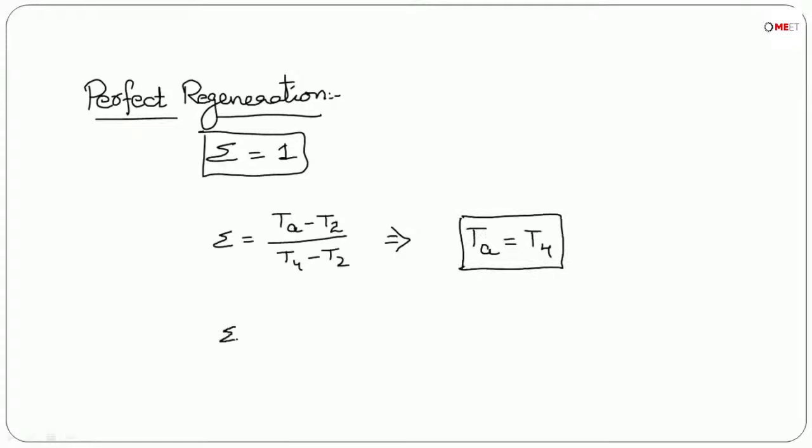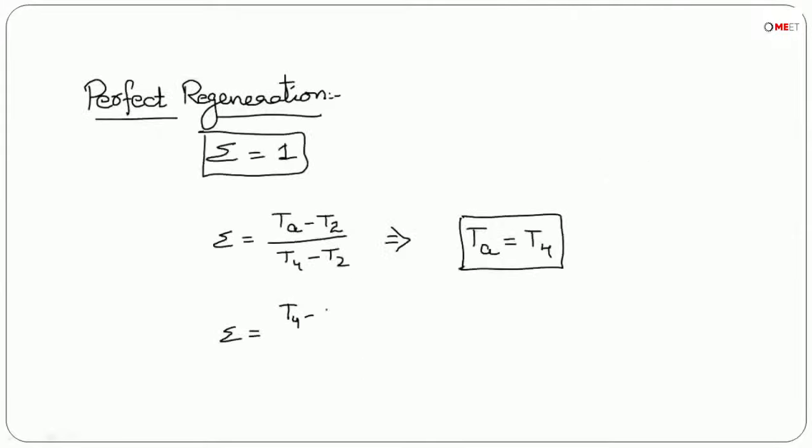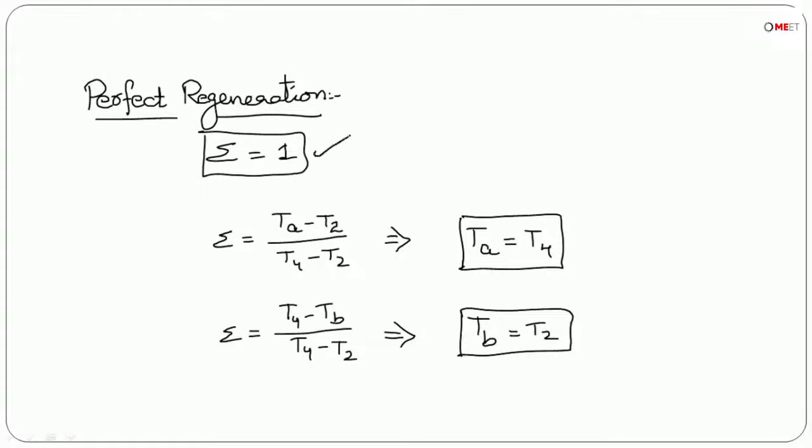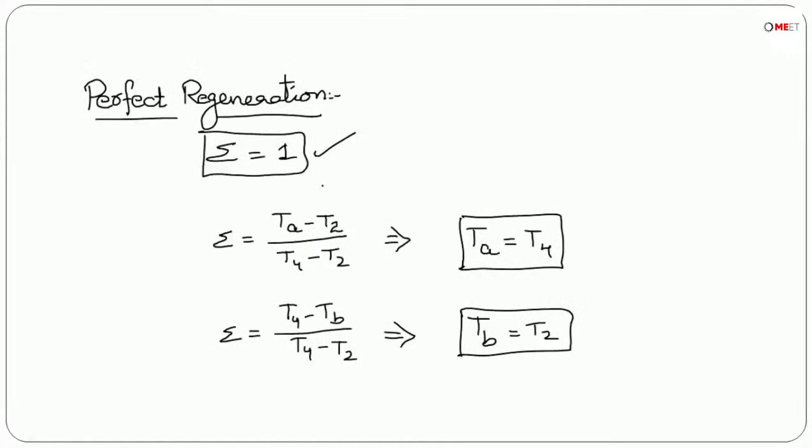Or if effectiveness is written like this, (T4 minus TB) by (T4 minus T2), then TB will be equal to T2. This happens when we have taken the perfect regeneration condition. Perfect regeneration means effectiveness is equal to 1. But in normal cases, effectiveness will always be less than 1. Only for perfect regeneration, try to remember that effectiveness will be equal to 1.